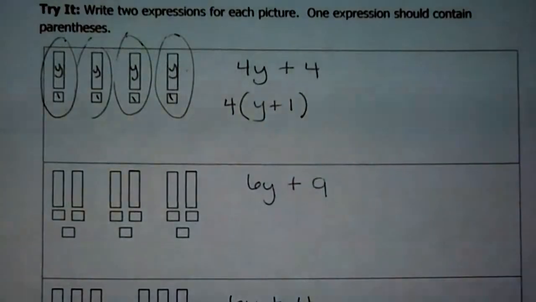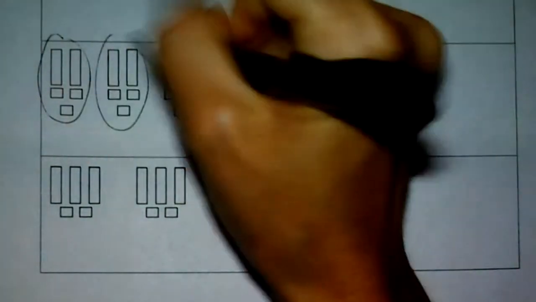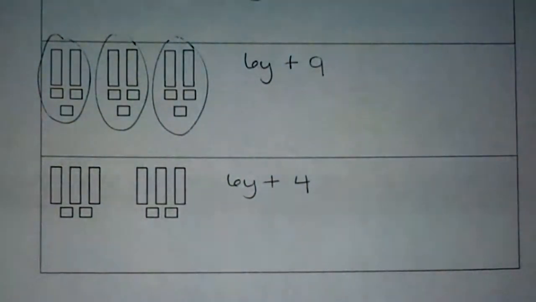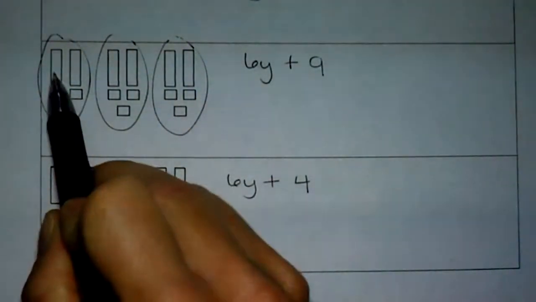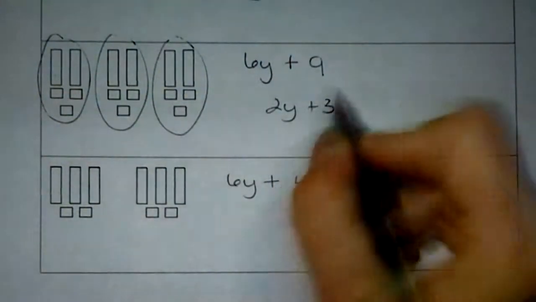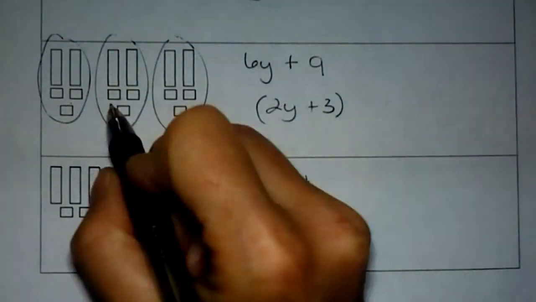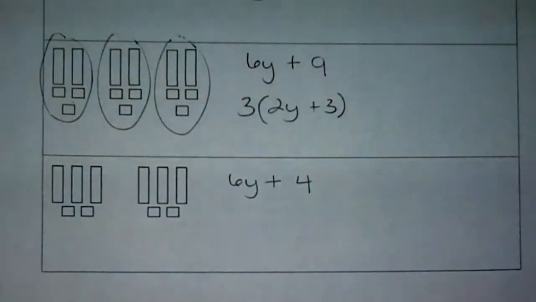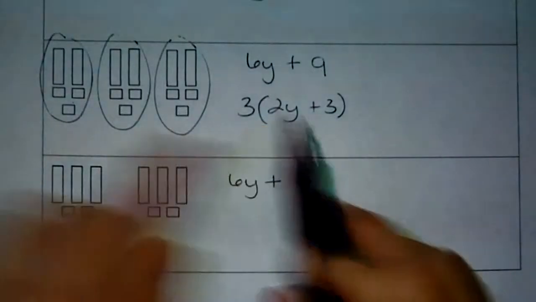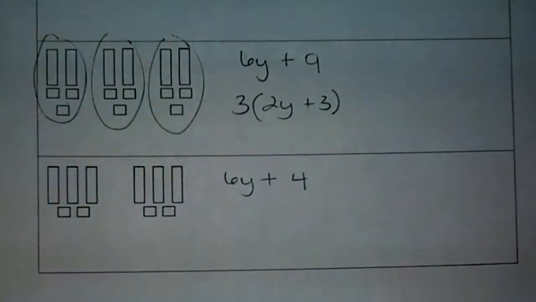Let's try to do that same thing with the next picture here. We can see that we have 3 groups of the same thing. So in each group, we have 2 y's plus 3 blocks. And how many times do we have that? We have that entire amount 3 times. So this expression right here also represents that picture. That makes those two expressions equivalent.